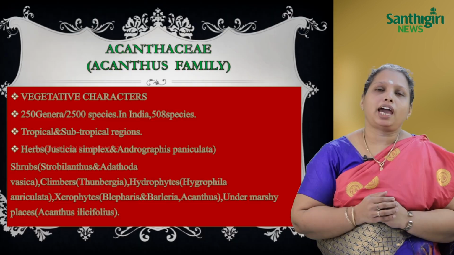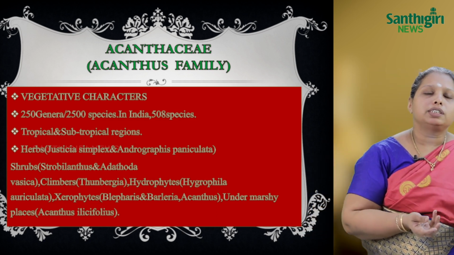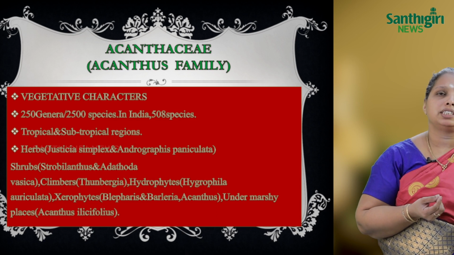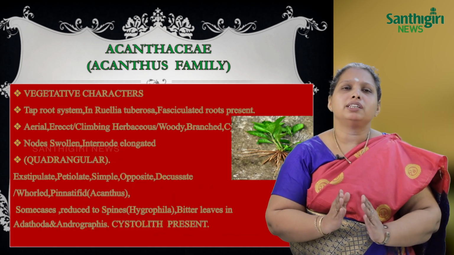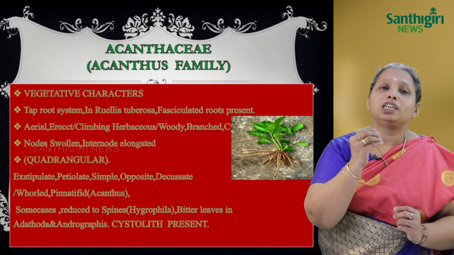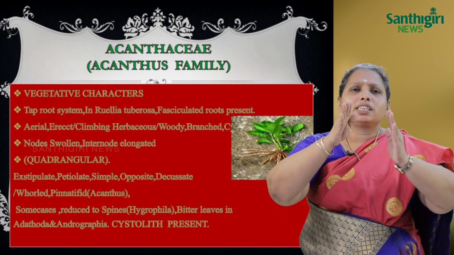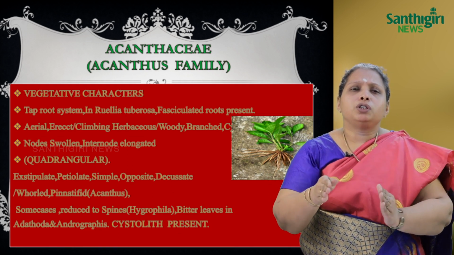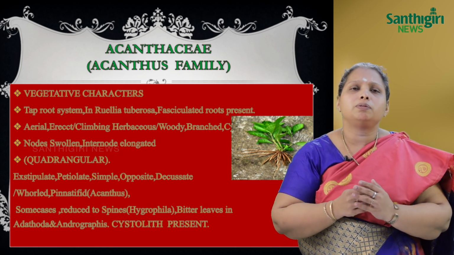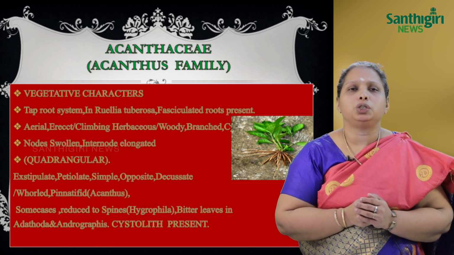Then next is habit. It consists of herbs, shrubs, climbers, undershrubs, etc. The taproot system. And in one exceptional case, in Ruellia tuberosa, there is a cluster of thick fusiform roots arising from the stem. That is called a fasciculated root in Ruellia tuberosa.